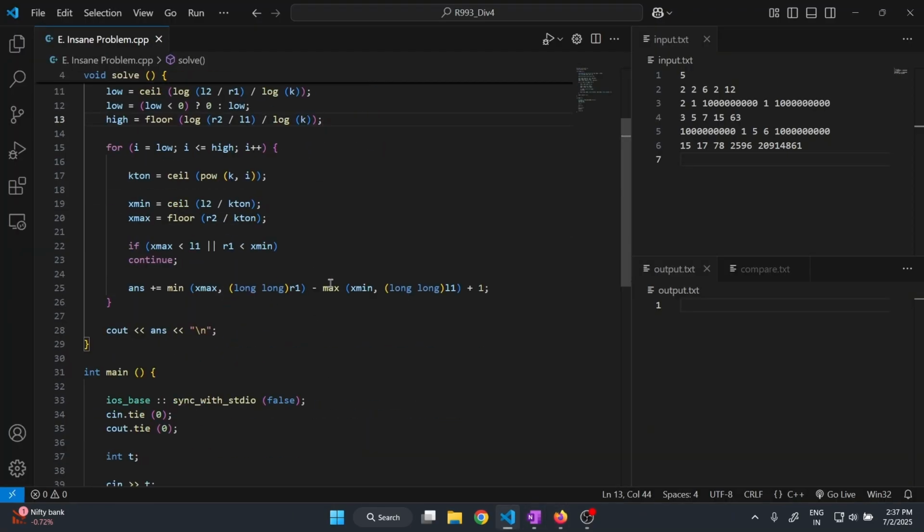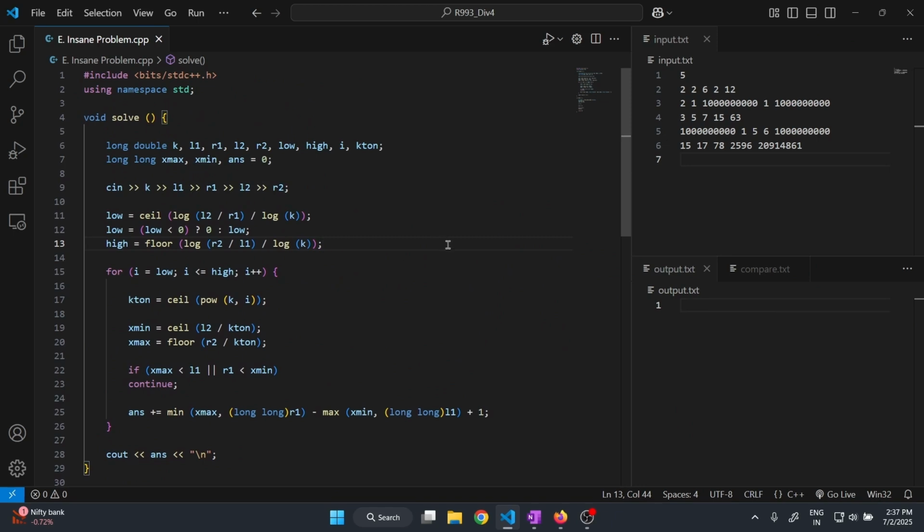Right, this is the code. So first of all, I have my integers L1 R1 L2 R2, and since I'm calculating log and the value of n, I'm taking it in long double. Okay, so I'm inputting first of all k L1 R1 L2 R2, and then I'm calculating the minimum possible value of n and the maximum possible value of n in these variables low and high.